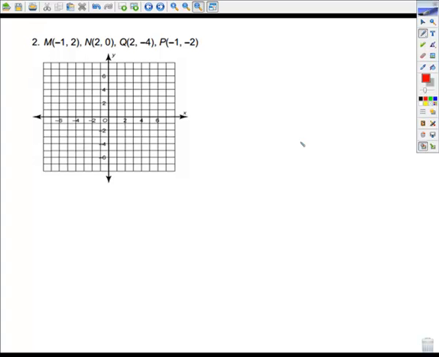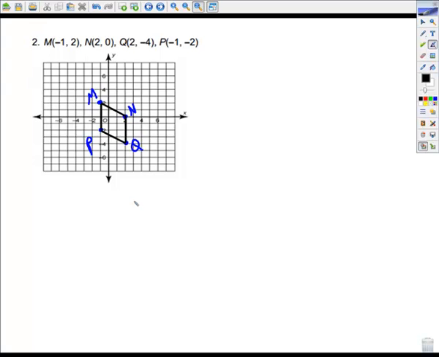Next, I've got 4 coordinates, so I know that this is at least a quadrilateral. So I have point M is -1, 2, and N is 2, 0. Q is 2, -4, and P is -1, -2. So I'll go ahead and connect this. And it looks like it's a parallelogram.